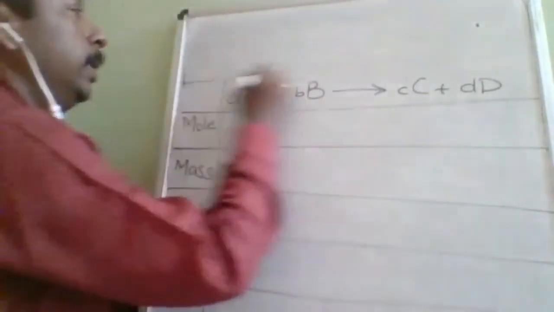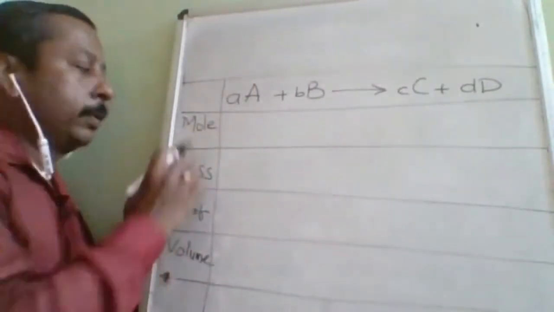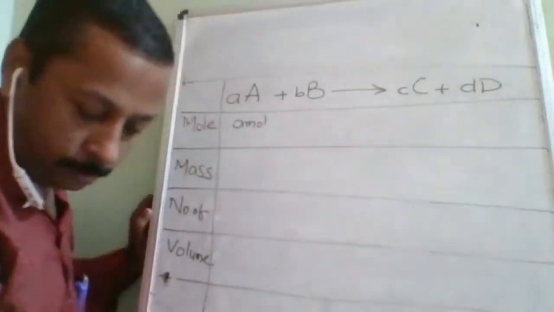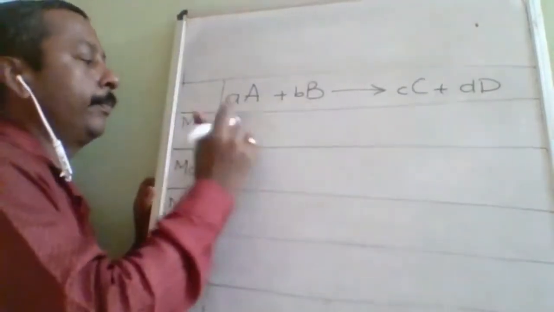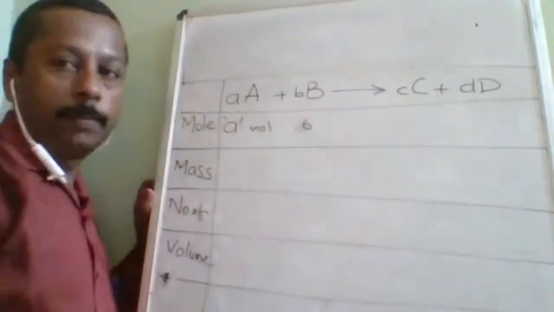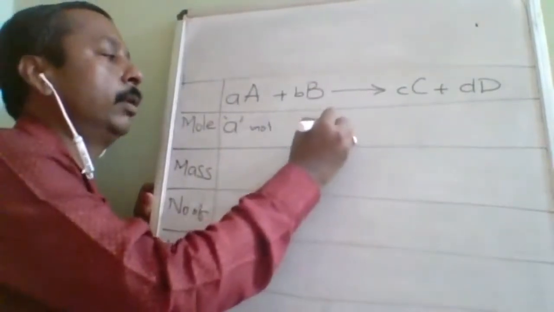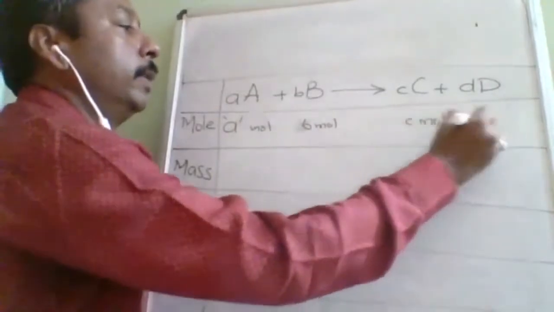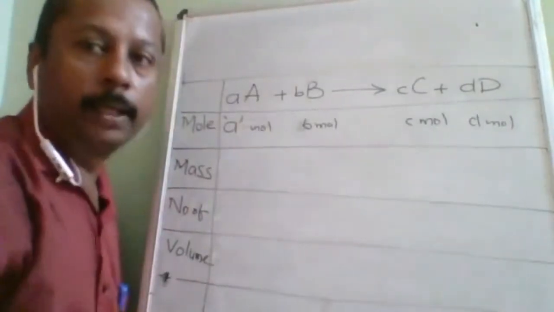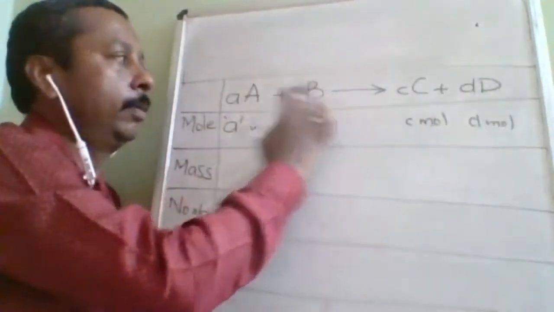Now, the same reaction, but according to our requirement we are going to change it. Understood? So first, in terms of the moles: a moles of A react with b moles of B to form c moles of C and d moles of D. The small letters represent numbers, whereas the capital letters represent formulas.